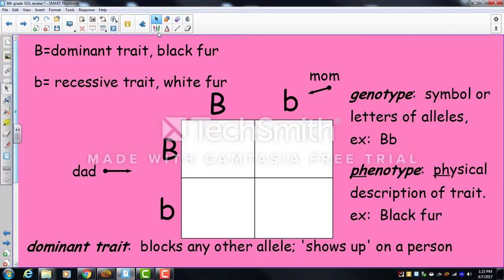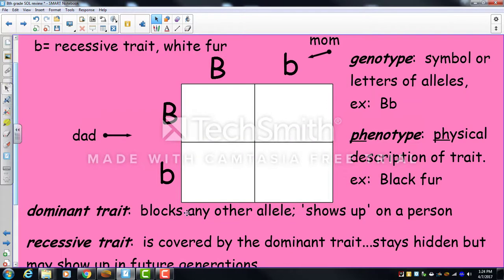This is what a Punnett square looks like. We talked about the words dominant and recessive. Dominant traits, they block other alleles. These are the ones that tend to show up on a person if they are present. Dominant traits block any other alleles. They are dominant. That's what they do. Brown eyes is dominant in humans. Dark hair is dominant in humans. Dark skin is dominant in humans.